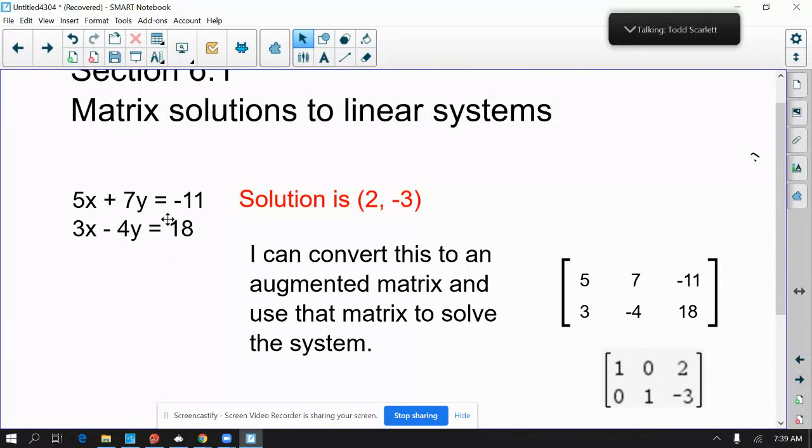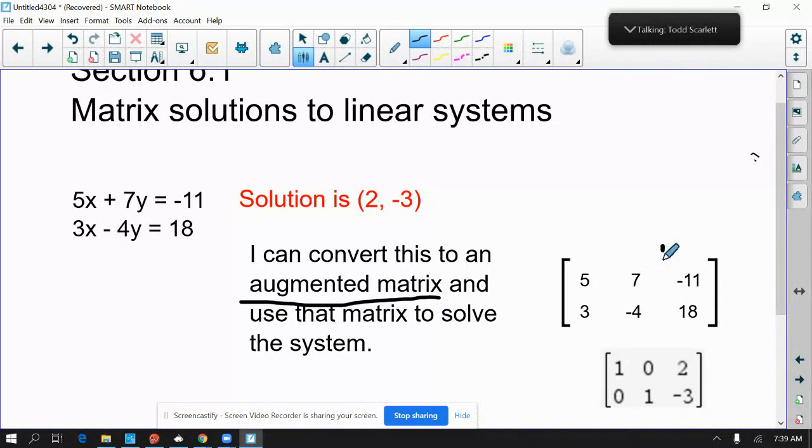But we can use a matrix to solve it. And what we do is we convert, and this is the heart of this next test, is to use matrices, is to convert that system to what's called an augmented matrix.